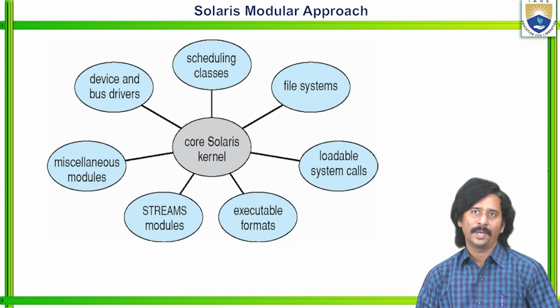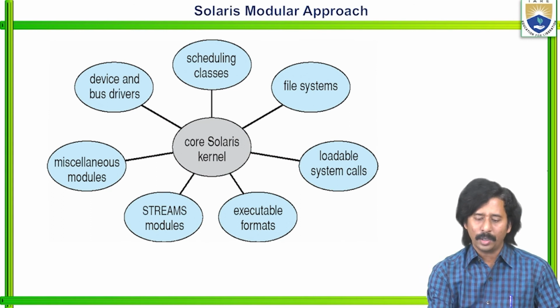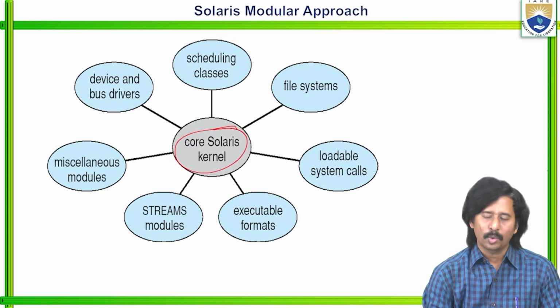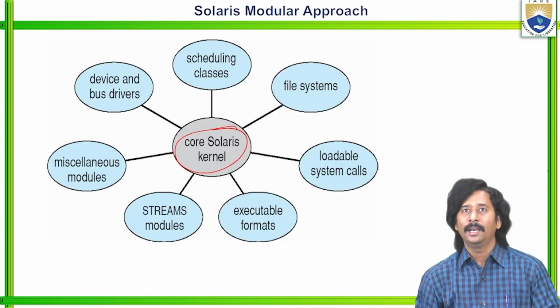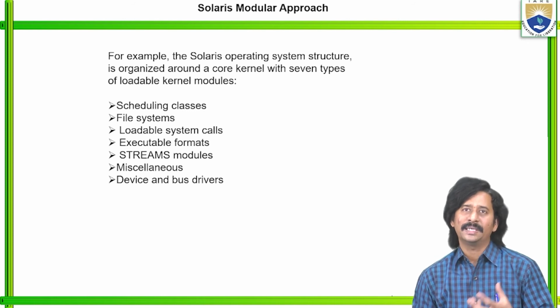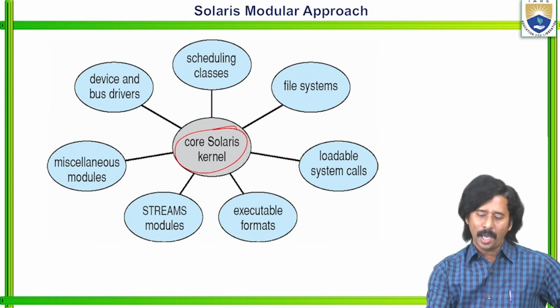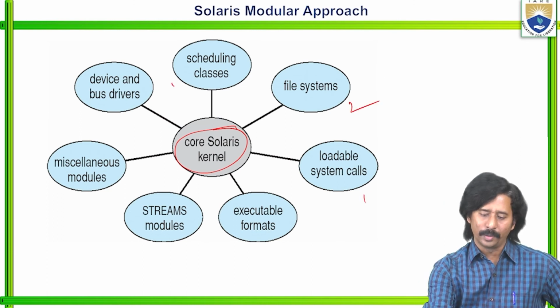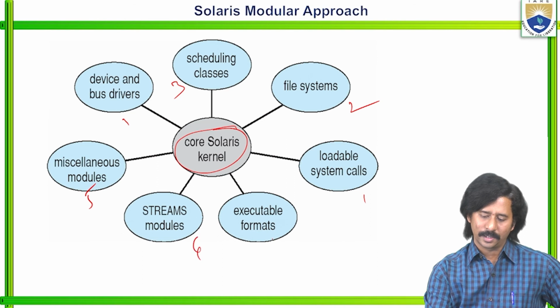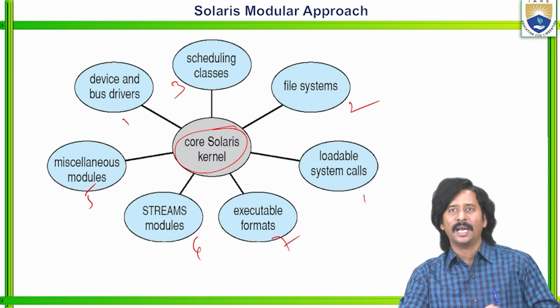Let us take one example, the Solaris modular approach. Here the core Solaris kernel is organized with 7 types of loadable kernel modules. So these are the loadable kernel modules 4, 5, 6, 7. This is the Solaris modular approach.